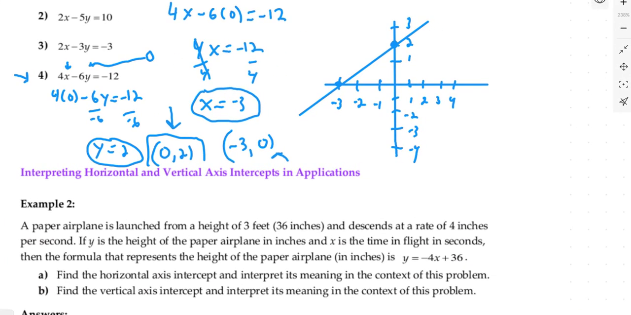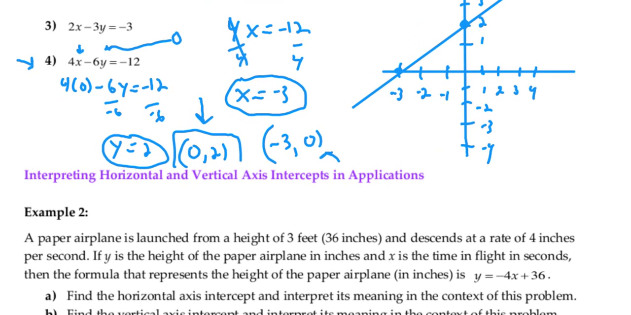Hello class, this is the second video covering section 2.7. In the last video we discussed horizontal and vertical axis intercepts, and now we're going to discuss the interpretation. What is the meaning of horizontal or vertical intercept? So let's go to the next page.